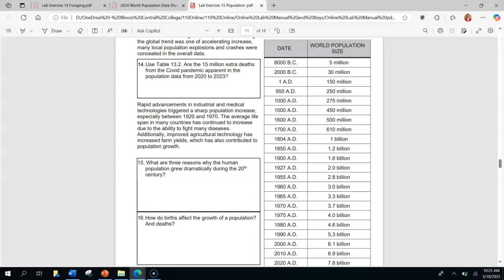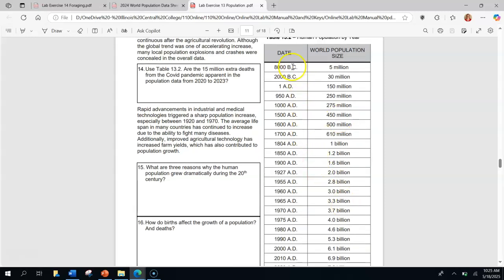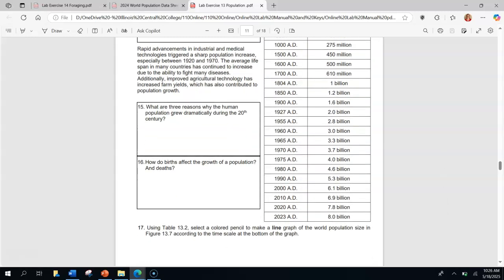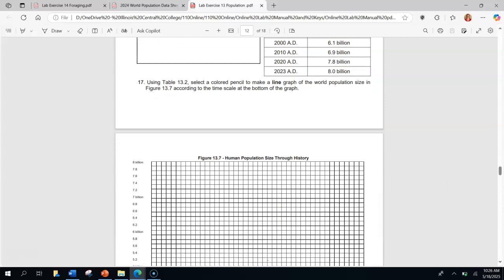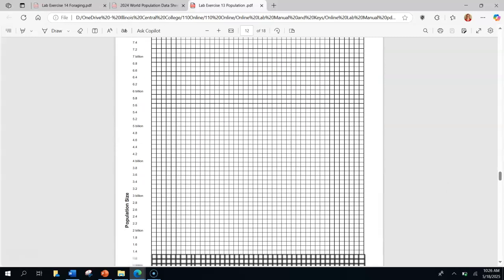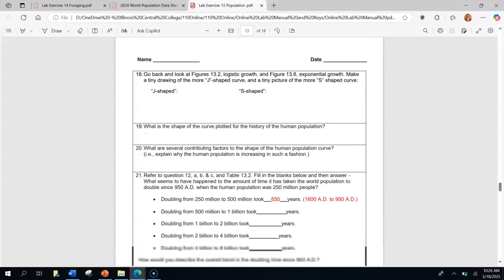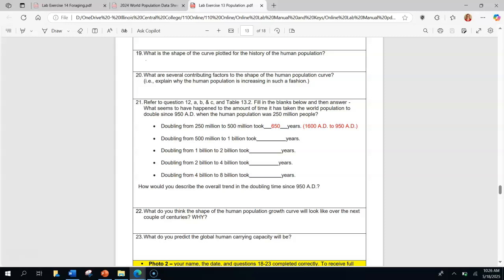Before I go to the next page, this table 13.2 is going to show you the date and the population size. For example, in 1804 AD, we were at 1 billion, and then we doubled it by 1927 to 2 billion. So we had doubled our population. Again, in 1927 we had 2 billion, and we had doubled by 1975. You're going to use these numbers, that's billion by the way, for the next graph. That graph is figure 13.7. So you're going to graph your data, and you're going to use that for some of these questions.